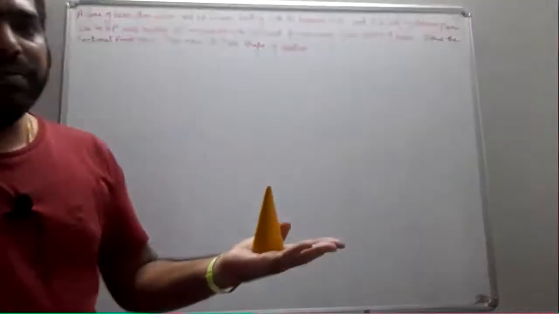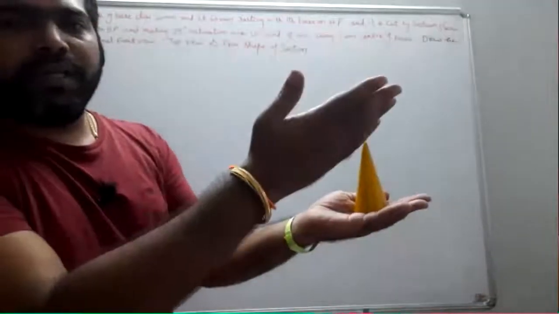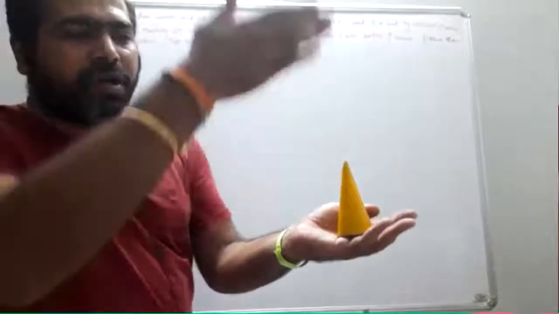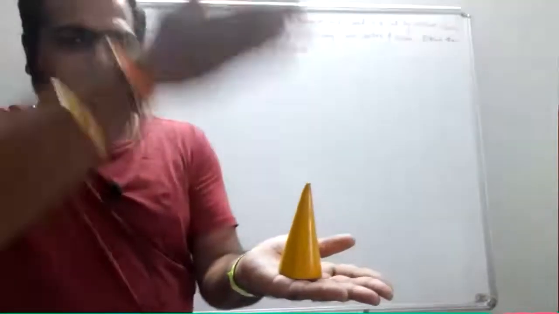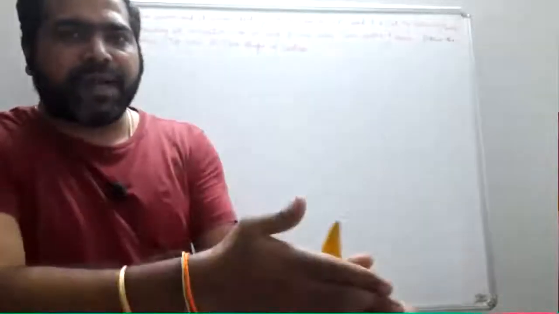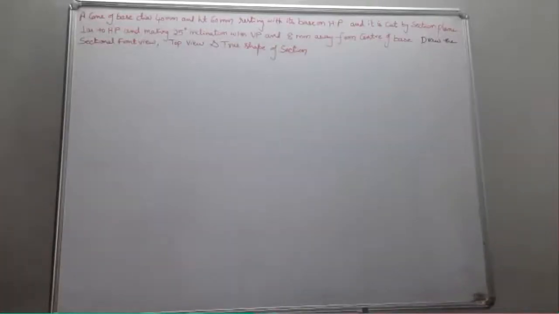Until now, in the problems which we saw, your cutting plane was perpendicular to VP. If it is cut like this, you are going to see the sectional top view. Now your section plane is perpendicular to HP and it is inclined to VP. If it is cut in this pattern, the sectional view is going to be seen from the front. So it is sectional front view. Let us see how it is obtained.